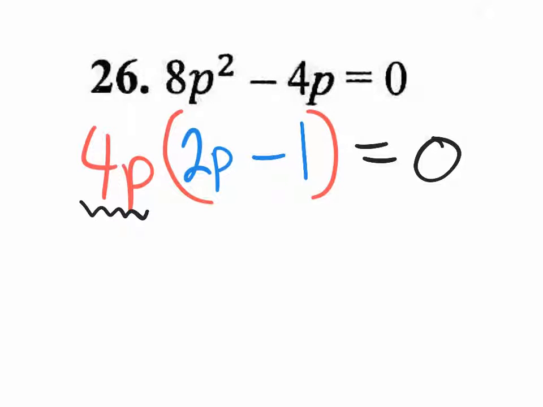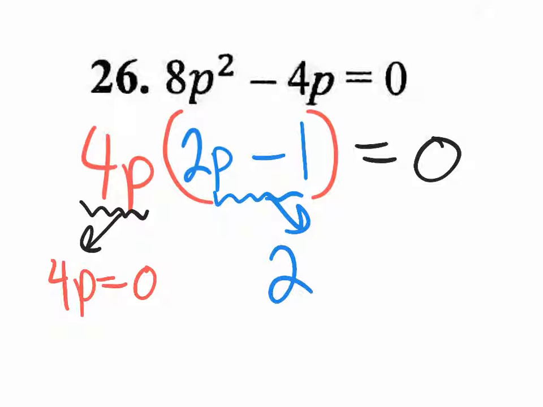I have the first 4p. I could set that equal to 0. 4p equals 0. That's one equation. I have the 2p minus 1. I could set that equal to 0. 2p minus 1 equals 0.